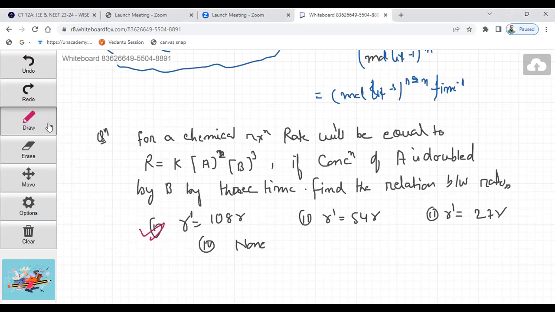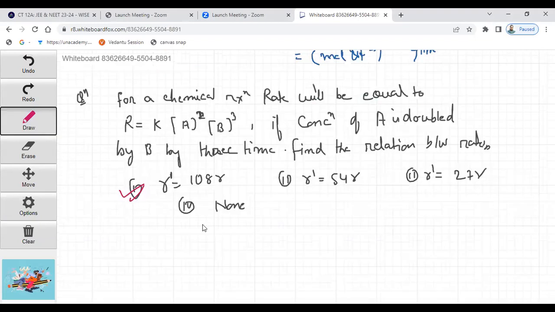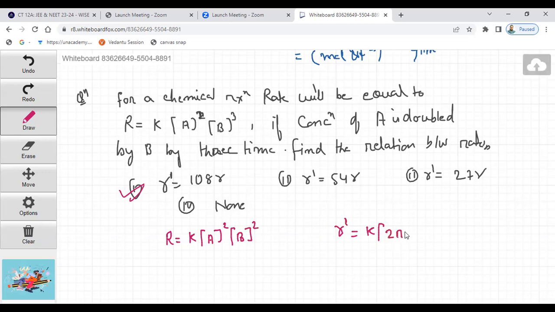If you see in the question, it is written that R will be equal to K into A squared, B to the power 3. If the concentration of A is doubled and B is tripled, we can write R dash will be equal to K into 2A squared into 3B cubed. What will be the value?